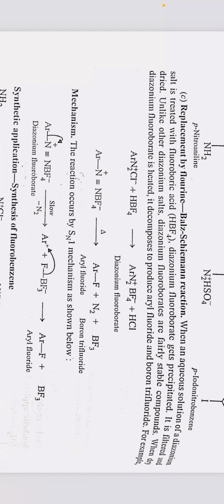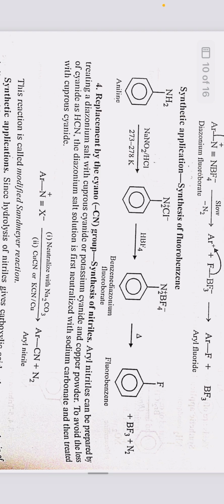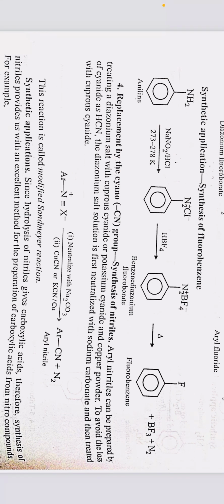When an aqueous solution of diazonium salt is treated with fluoroboric acid, that is HBF4, diazonium fluoroborate gets precipitated. It is filtered and dried. Unlike other diazonium salts, diazonium fluoroborates are fairly stable compounds. When diazonium fluoroborate is heated, it decomposes to produce aryl fluoride and boron trifluoride. The mechanism occurs by the SN1 mechanism. Synthetic application: synthesis of fluorobenzene.